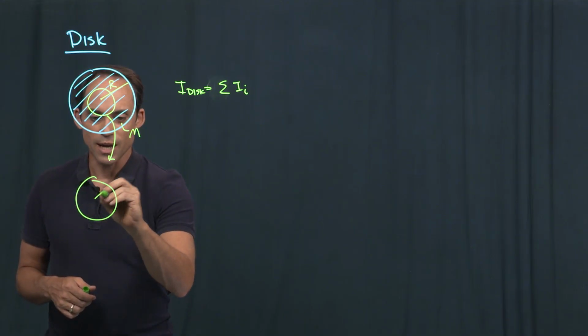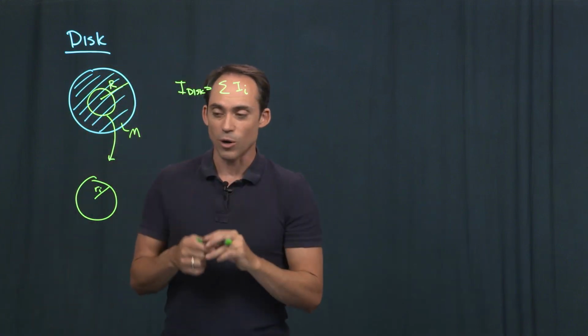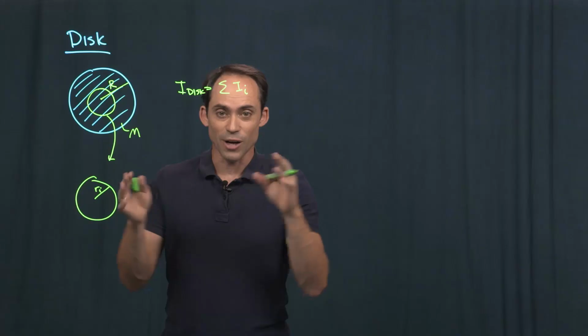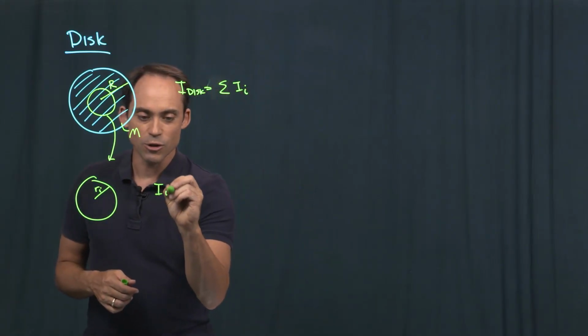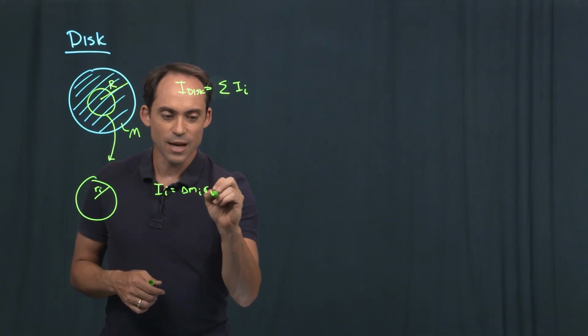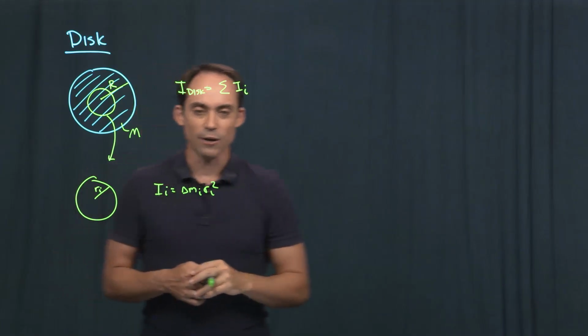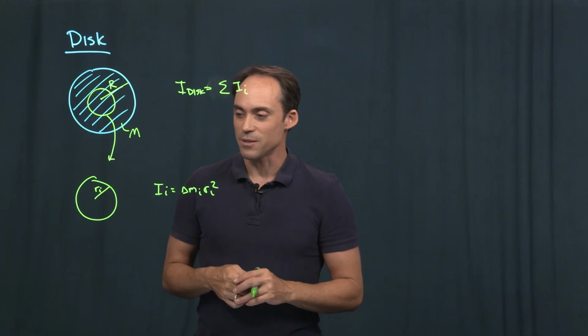So we're starting at some distance Ri from the center. So we're just looking at somewhere between the center and the full radius r. We've already calculated the moment of inertia of a ring as just the mass contained in that ring times Ri squared. But what is this mass? How much mass is contained in this little ring?